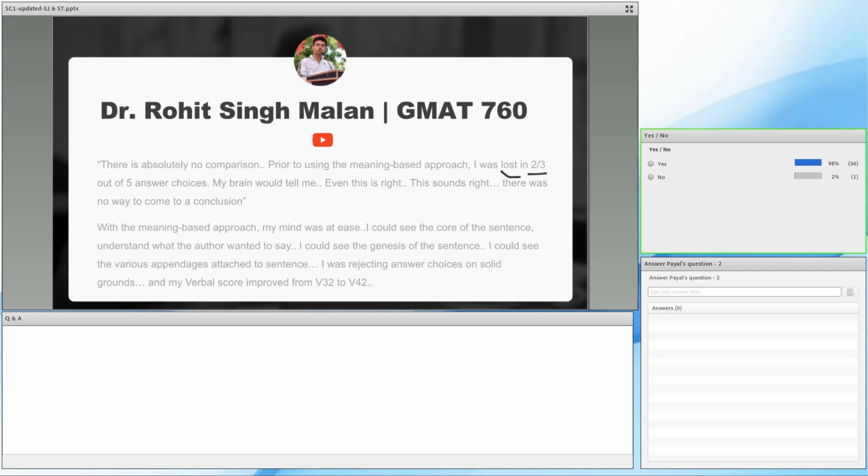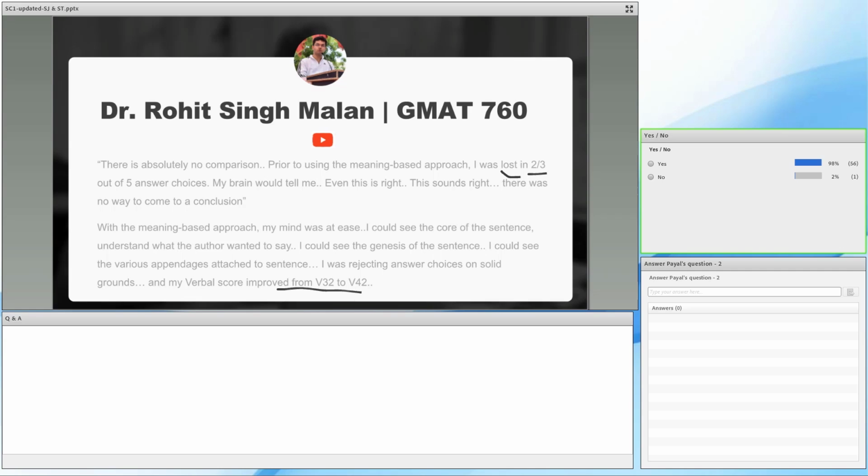And all those two or three options were grammatically perfectly clear, perfectly all right. That is something you need to understand: even options which are incorrect might have proper grammar attached to them. Once you get this idea, you would start understanding the meaning-based approach in a much better format, applying it in your questions, and you can clearly see the results. He understood the meaning-based approach, used it, and his verbal score improved from a V32 to a V42.